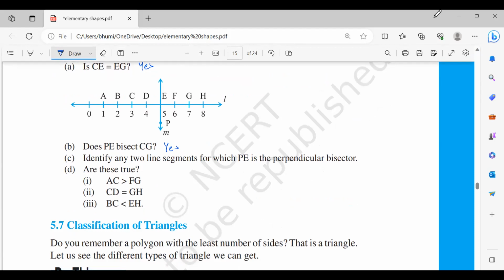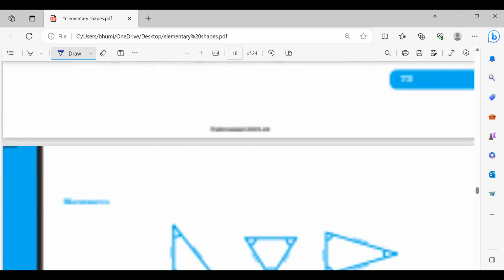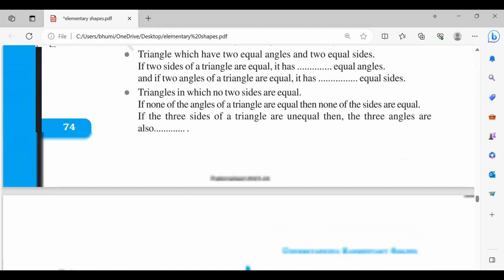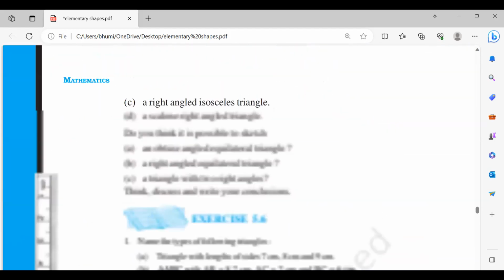The perpendicular bisector is for DF. It can be CG, it can be BH. AC is bigger than FG. Yes. CD is equal to GH. Yes. BC is smaller than EH. Yes. Okay, coming to the next exercise.